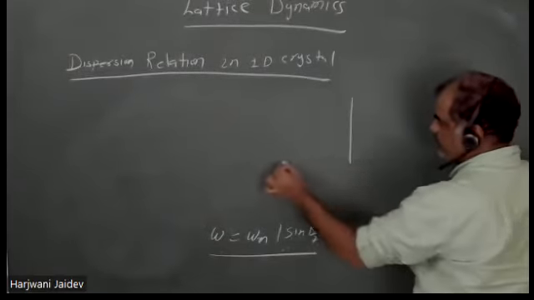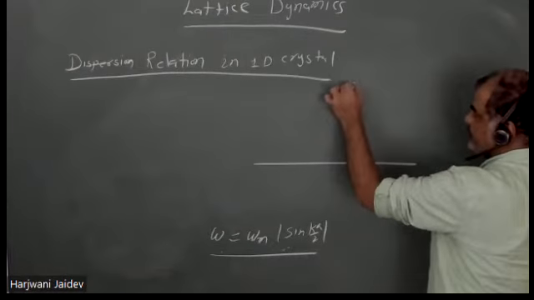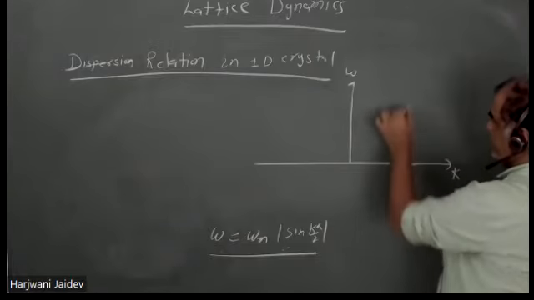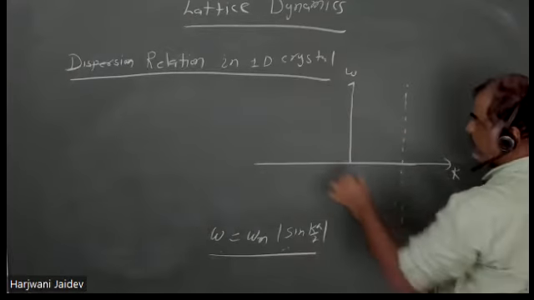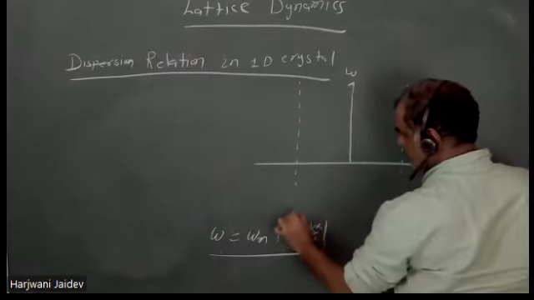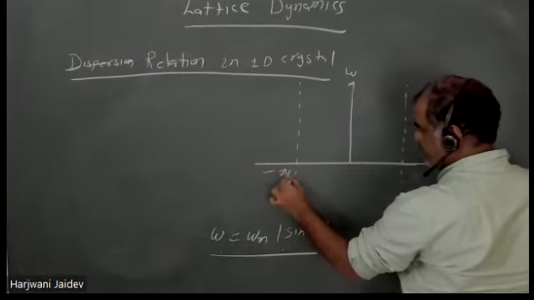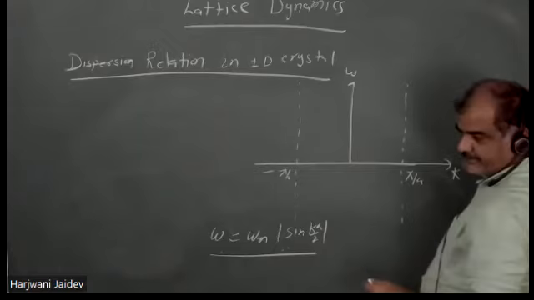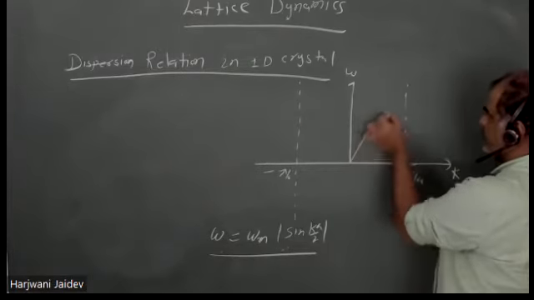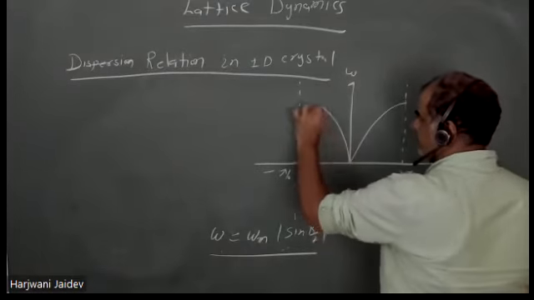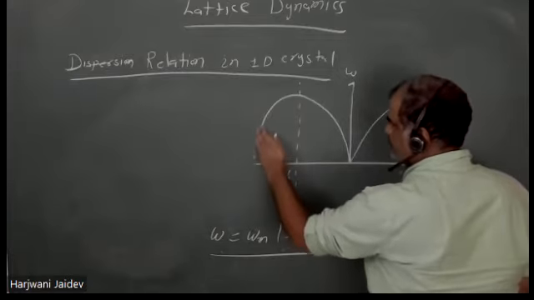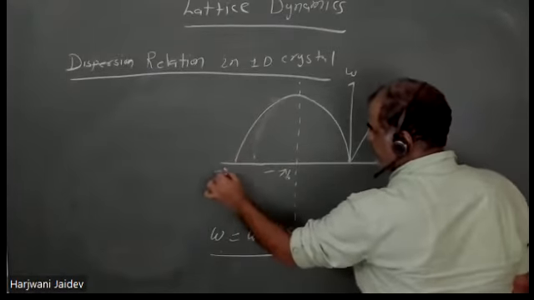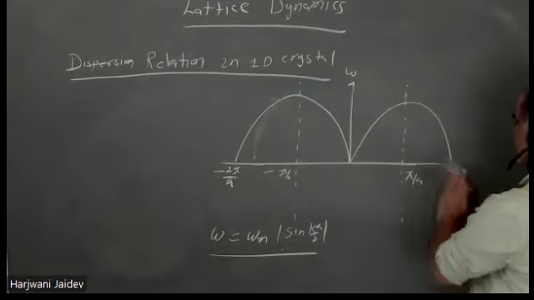omega versus k, how will it look? We have seen, this is minus pi by a and this is pi by a. So how will the graph look? Sine. Yes, so this will be the graph. If you take it further ahead, if we draw it further, this will be minus 2 pi by a.